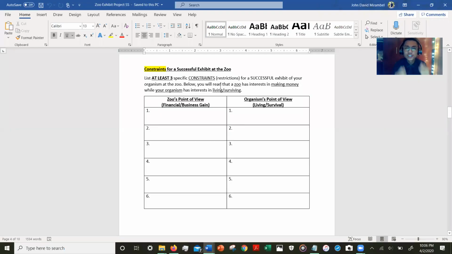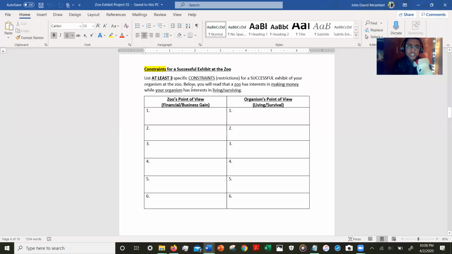Let's move the constraint into the zoo's point of view. As a zoo, one of my criteria is making money. By making money, I mean I need a lot of customers coming into my zoo. So if my criteria is to bring in as many customers as I can because I'm interested in financial gain, then one constraint is that not many people would really want to see a Chihuahua inside a zoo. Again, a constraint is what makes it difficult or hard to achieve my criteria.